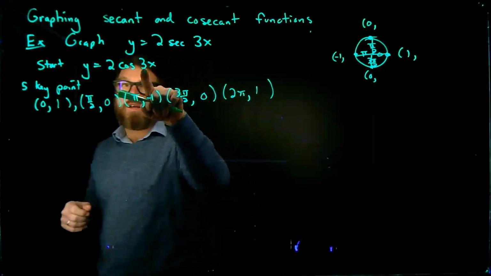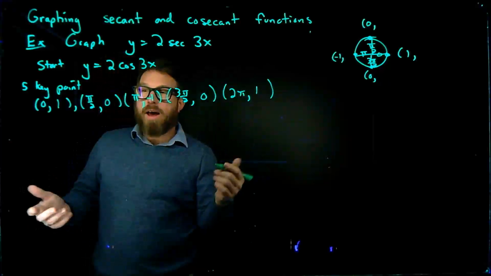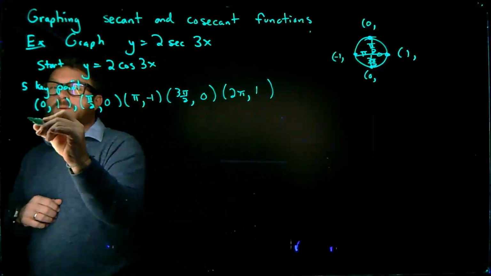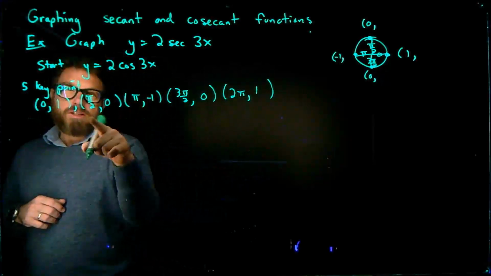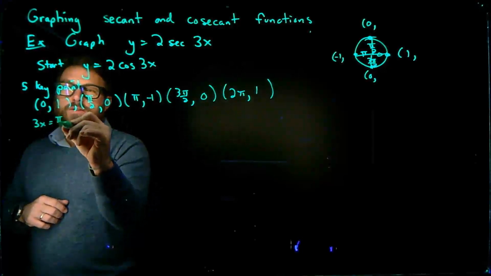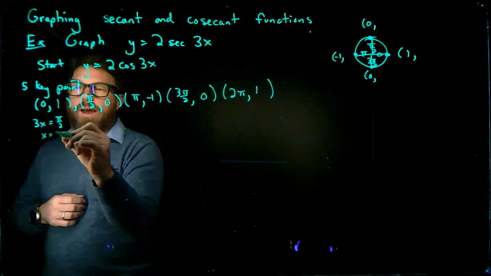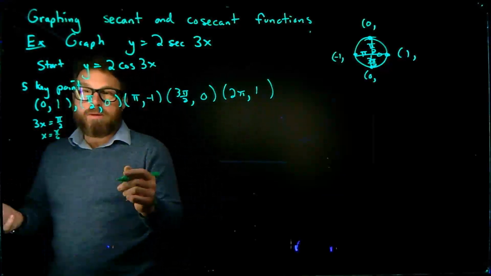So let's go after the horizontal compression first, which means I have to divide all the x's by 3. Remember, what I'm doing is, technically, let's just talk about this value right here. So really what I'm doing is solving this particular equation for x. When I solve for x, dividing both sides by 3 is going to make it pi over 6.